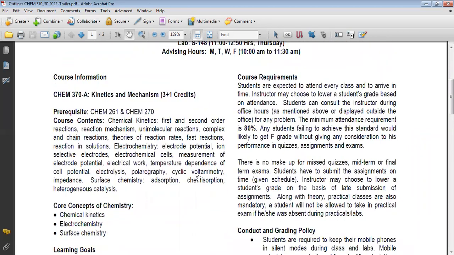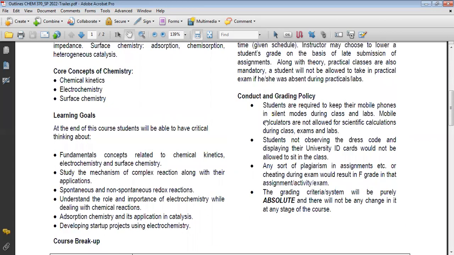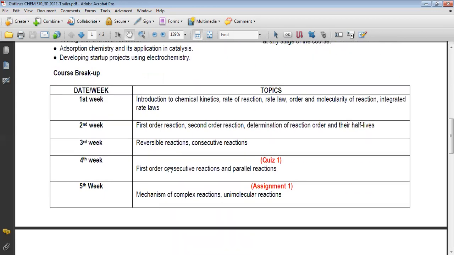The course requirement is generally that you have to maintain at least 80% attendance, both in the classes as well as in the lab. Your conduct and grading policy is mentioned over here, and I will follow absolute grading throughout the semester. This is the breakup. I have divided it into weeks.